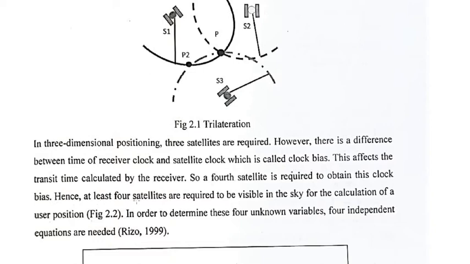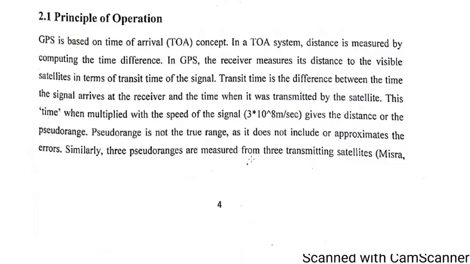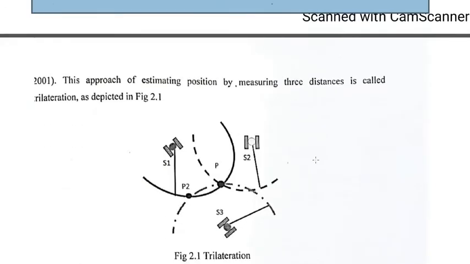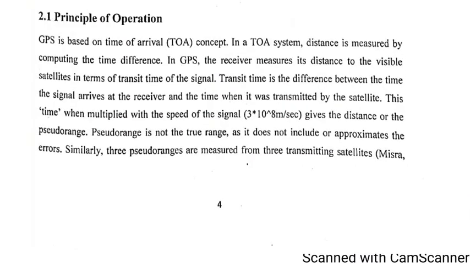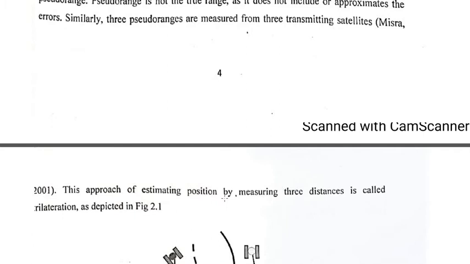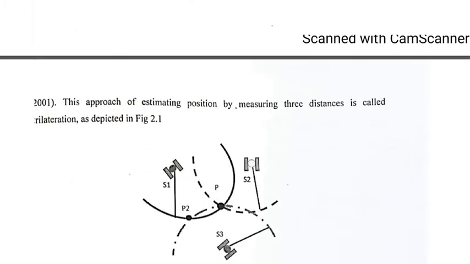Hence at least 4 satellites are required to be visible in the sky for the calculation of your user position. I'll repeat it once again. This is the time which, when multiplied with the speed of light, gives the distance, or the pseudo range. Pseudo range is not the true range, but it is mostly used and approximates with errors. Similarly, these pseudo ranges are measured from 3 satellites, and this approach of estimating the position by using 3 satellites or 3 distances is called your trilateration or triangulation method.